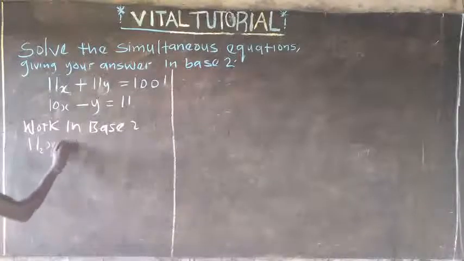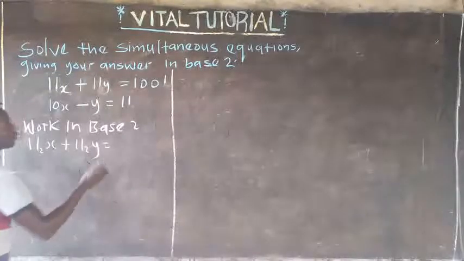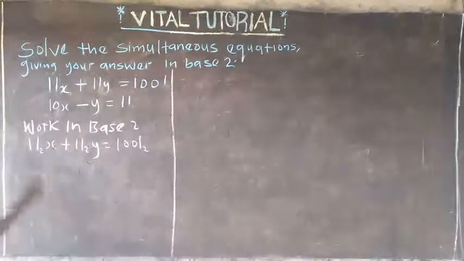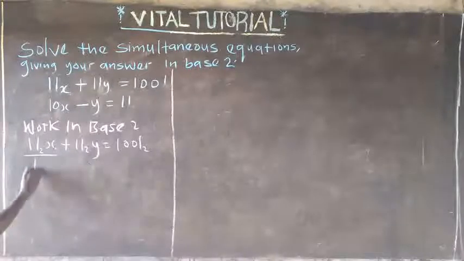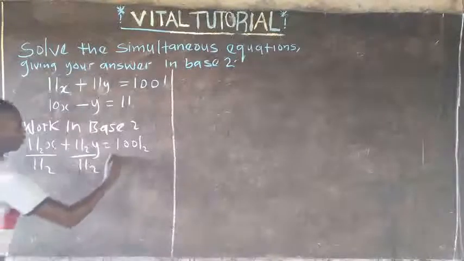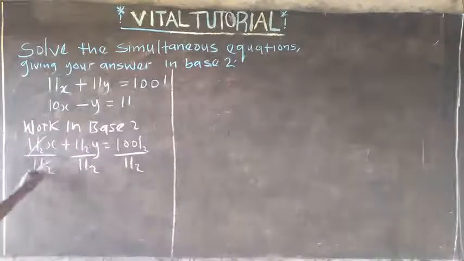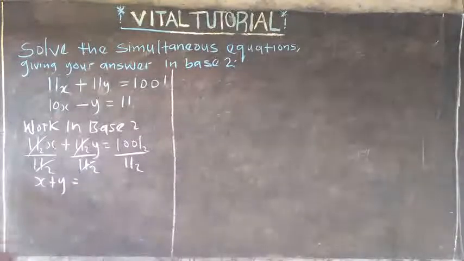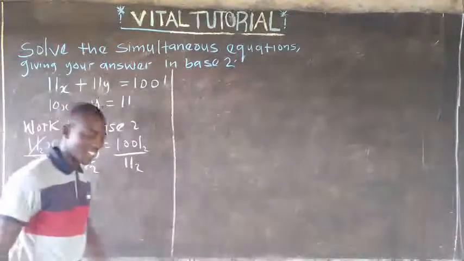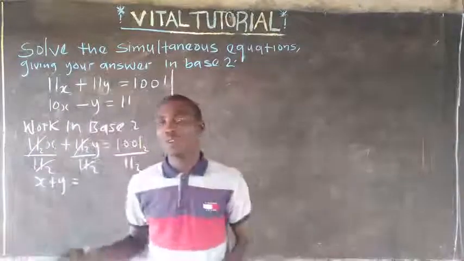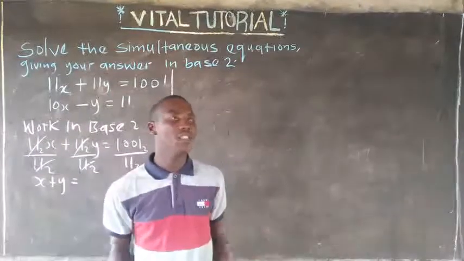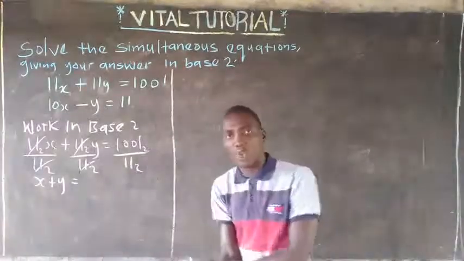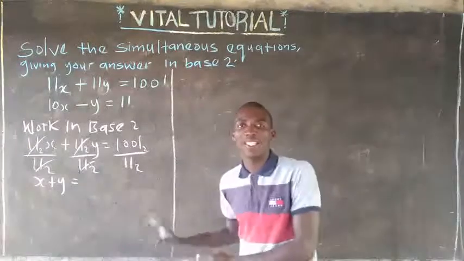So this will be 11 base 2 x plus 11 base 2 y equals 1001 base 2. So I will divide through by 11 base 2. So this will cancel out this. I will be left with s plus y equals this divided by this. This is division of base. To do division of base here, you have to convert the numerator to base 10 and the denominator to base 10.